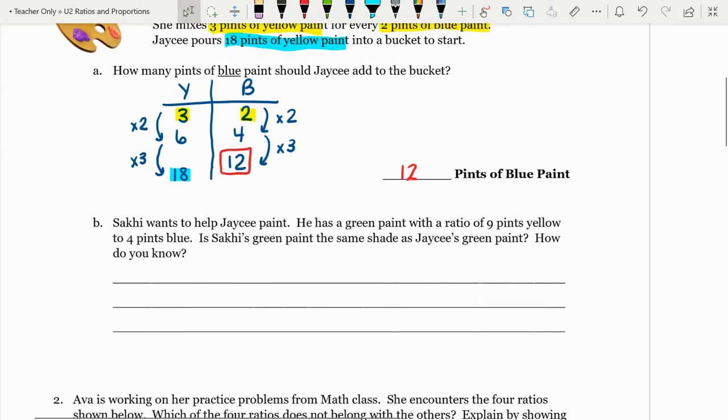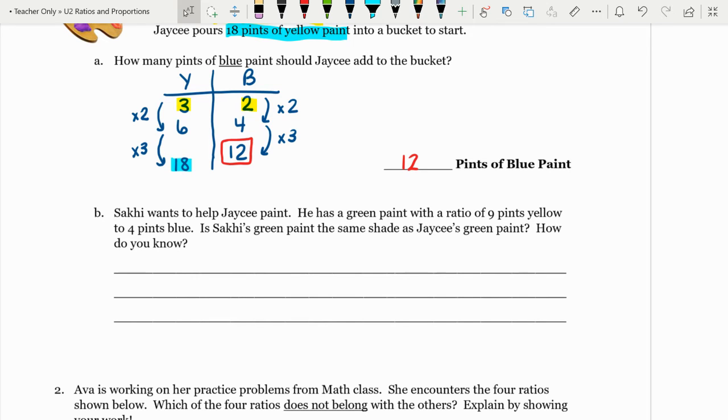If we scroll down to part B, kind of expanding on that, it says Sakai also wants to help. He has green paint. His ratio, and I will switch to a different highlighter, his ratio is 9 pints of yellow to 4 pints of blue. So Sakai's is 9 to 4. And JC's is still 3 to 2.